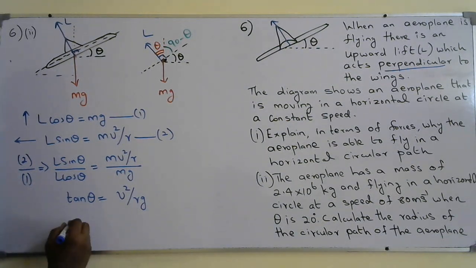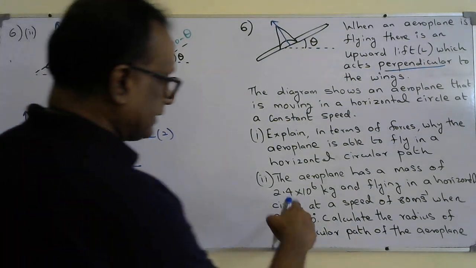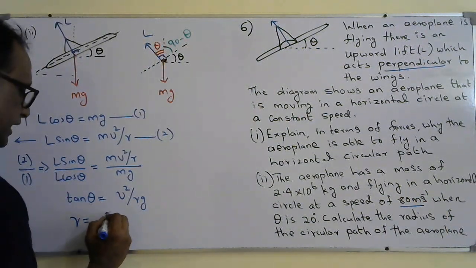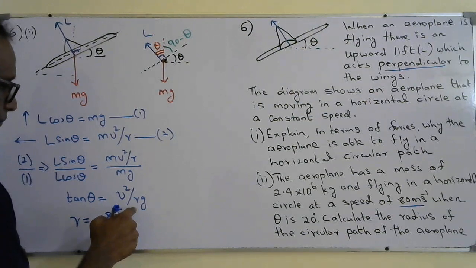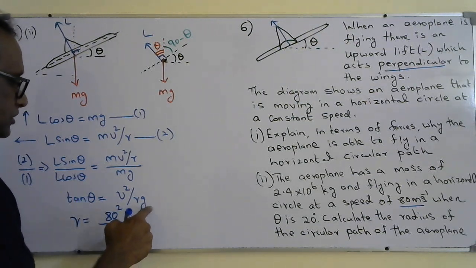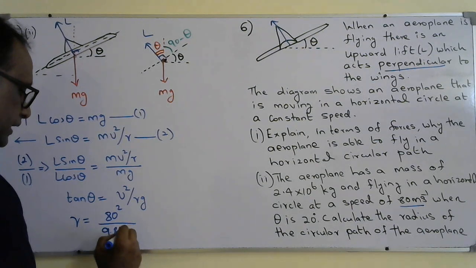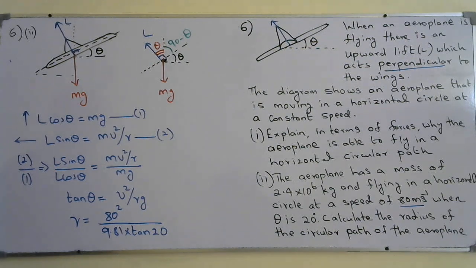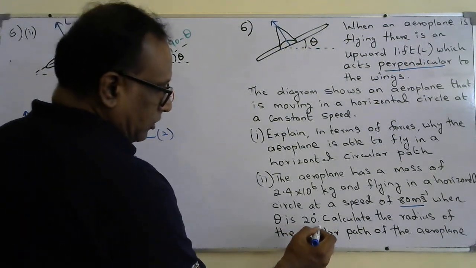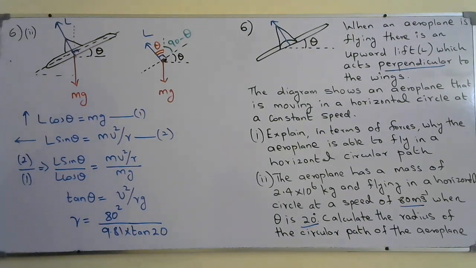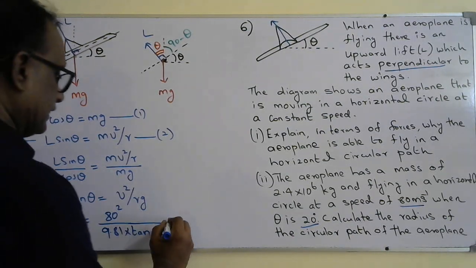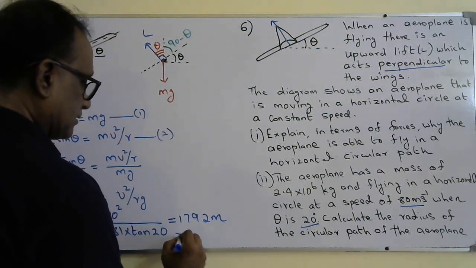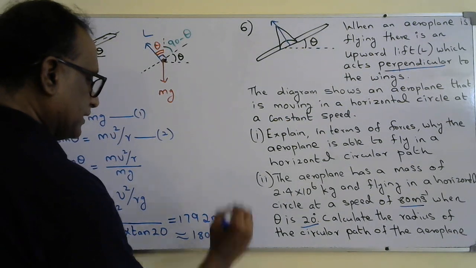So we need to find r. Making r the subject, r is v squared over g tan theta. We know the speed is given as 80 meters per second, so 80 squared over, tan theta comes down, 9.81 into tan 20, because the angle with the horizontal is given as 20 degrees. So r you will get 1792 meters, almost 1800 meters if you give it in 2 SF.